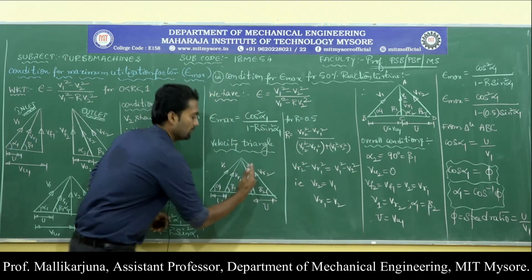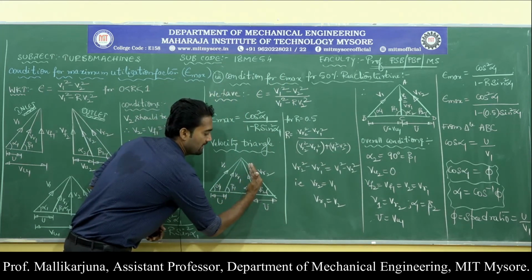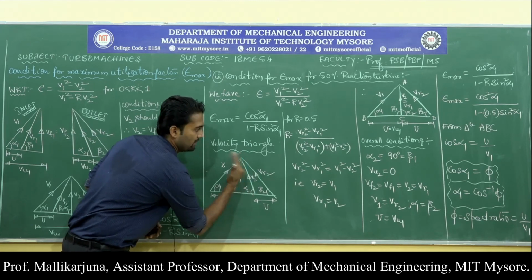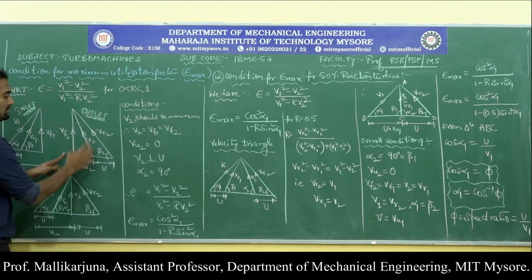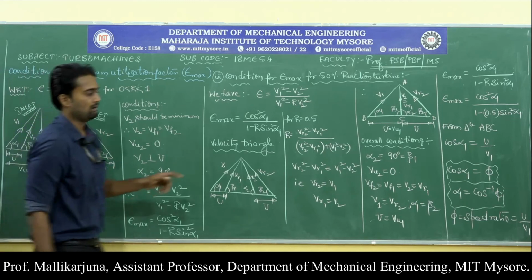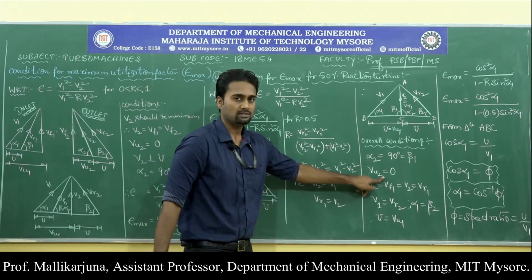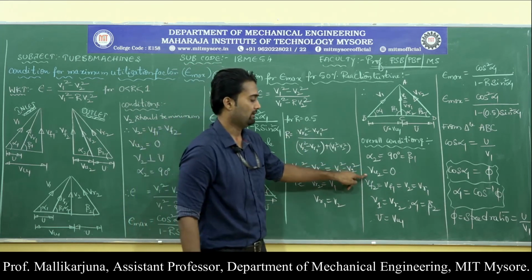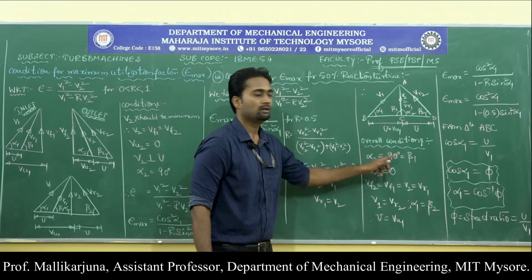Now for maximum utilization factor, this V2 should be perpendicular. If this V2 becomes a perpendicular line, please concentrate on this. If this V2 becomes a perpendicular line, then VU2 will get eliminated. That is what I have written over here. VU2 will be equal to 0 for maximum utilization factor. So all the conditions are written now.